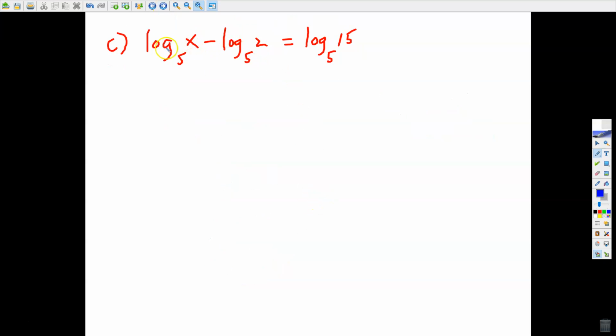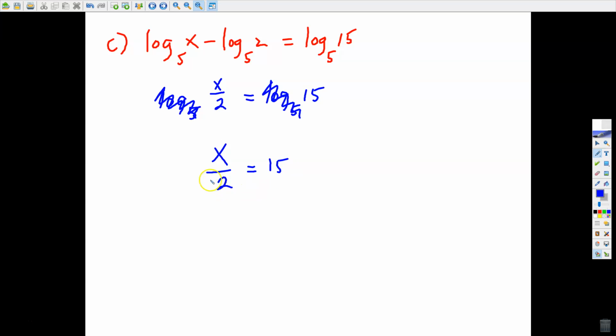Okay, similar problem here. I've got two logs that I need to make one, and I'm going to use the quotient property to do that. And I'm going to apply that log property of equality. So at this point, just think of the logs being canceled out, and we're just going to solve this. I multiply by 2 on both sides, and I get x equals 30. And just a quick check visually, if I put 30 in for x and apply the quotient property, I'm going to get what is given in red. So that's a good answer.